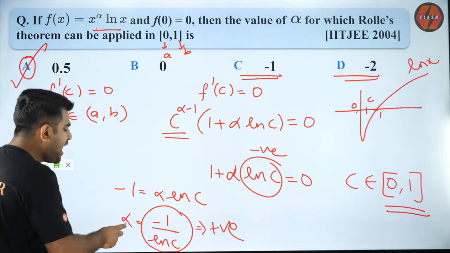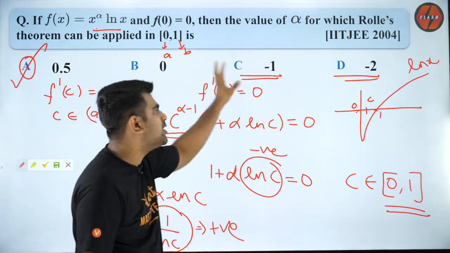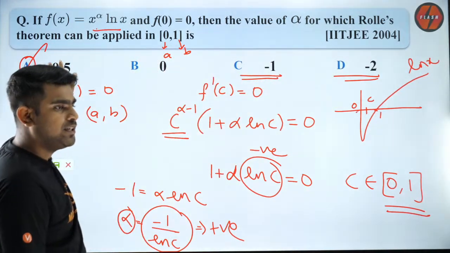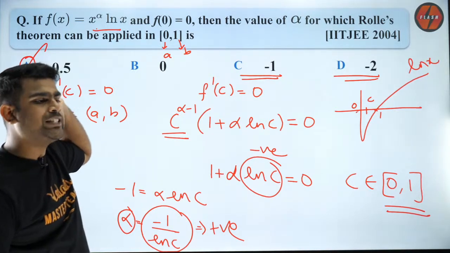Saurav, I just get my alpha to be positive and none of the other three options are positive. So it has to be option A. Are you all clear with it, guys? Are you all clear with it?